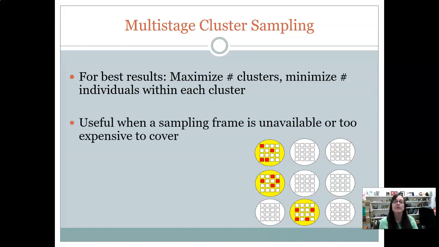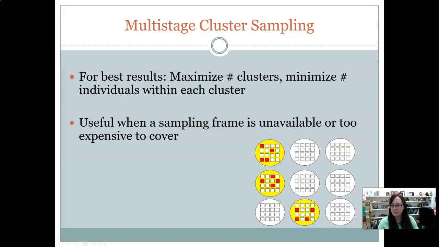Typically you want to do this when the sampling frame is either unavailable or too expensive to cover in its entirety. Geographically, we may have a list of everybody who lives in the state, but maybe we don't want to go all over the state if we don't have to. We want to at least zero in on certain counties we want to go to.